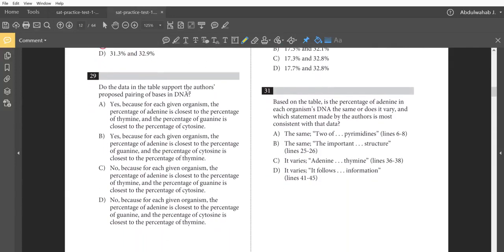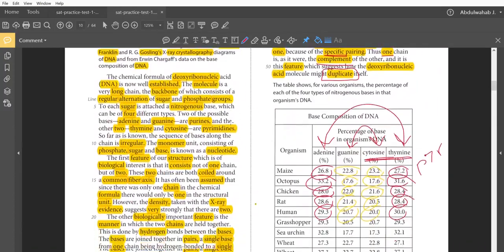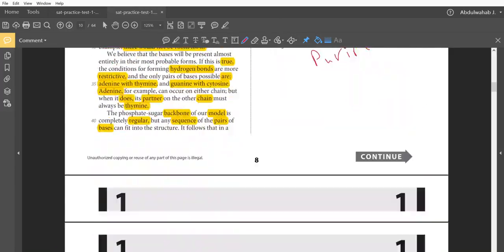Do the data in the table support the author's proposed pairing of bases in DNA? Well, yes, it does, and for one main reason: they are found in almost the same amounts. Yes, because for each given organism, the percentage of adenine is closest to the percentage of thymine, and the percentage of guanine is closest to the percentage of cytosine. Again, that is true. Adenine is very similar to thymine, and guanine is very similar to cytosine in percentage of amount.